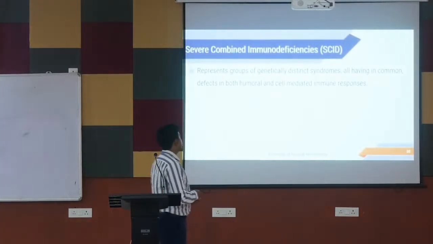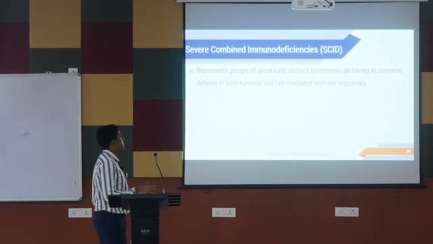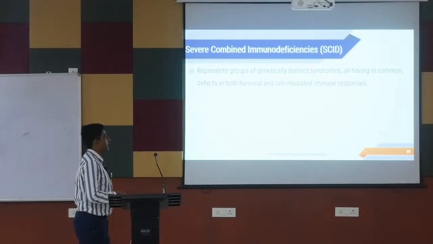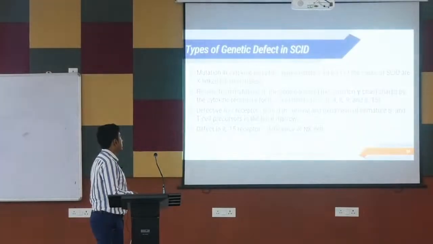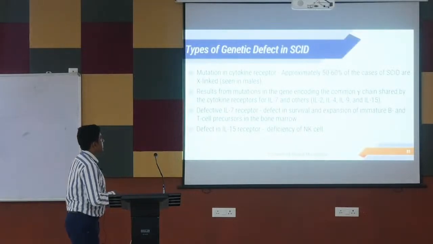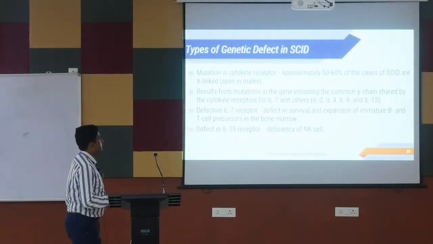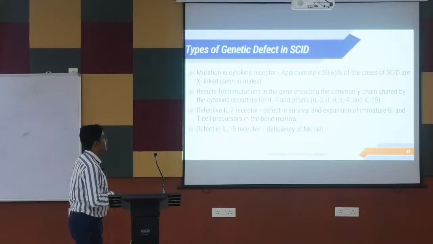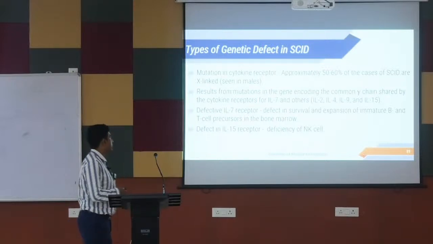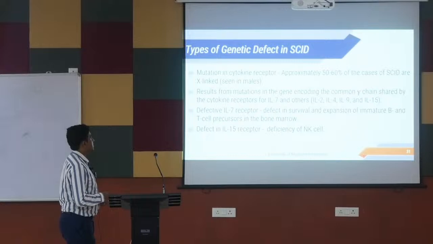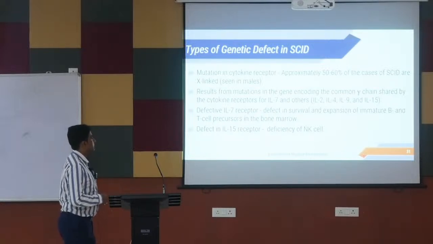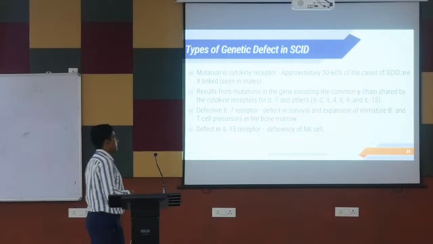Severe combined immunodeficiency কি হয়? This represents a group of genetically distinct syndromes, all having in common defects in both humoral and cell-mediated immune responses. Mutation in the cytokine receptor. Approximately 50 to 60% of severe combined immunodeficiency cases are X-linked. তার মানে শুধুমাত্র মেলস এর ক্ষেত্রে হবে। Results from mutation in the gene encoding the common gamma chain shared by the cytokine receptors for interleukin 7 and others.